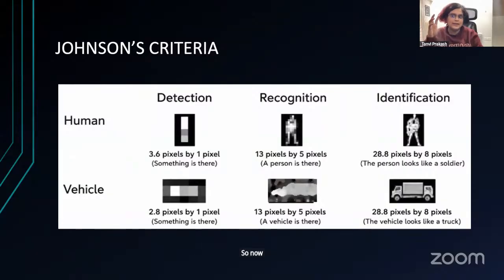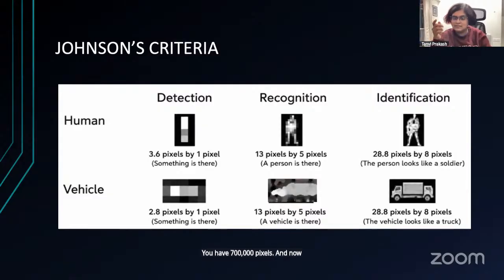So now you're getting a feel of, let's say you have a camera which has 1000 by 700 pixels approximately. You have 700,000 pixels. And now out of this, you need to identify a person. For that, you need only 250 of those pixels. So this actually determines how sensitive your camera is in a way.